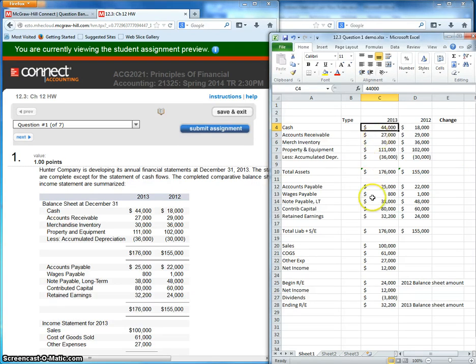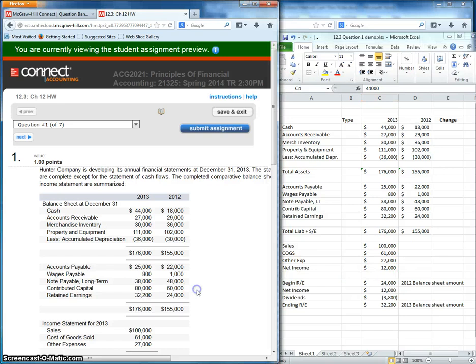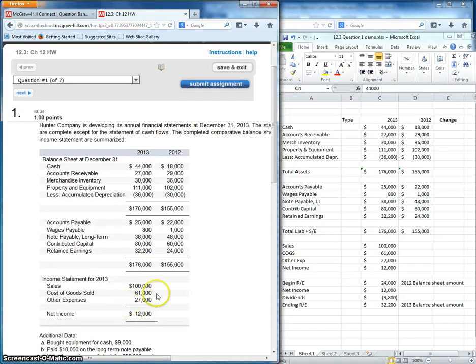So what they did is they gave you a balance sheet, and they gave you the 2012 balances, and they gave you the 2013 balances. And our goal now is to figure out how did each of those balances change and then translate that into a cash flow statement. Note how I also brought in the income statement information, 100 minus 61,000 in cost of goods sold minus 27,000 in other expenses equals your net income of 12,000.